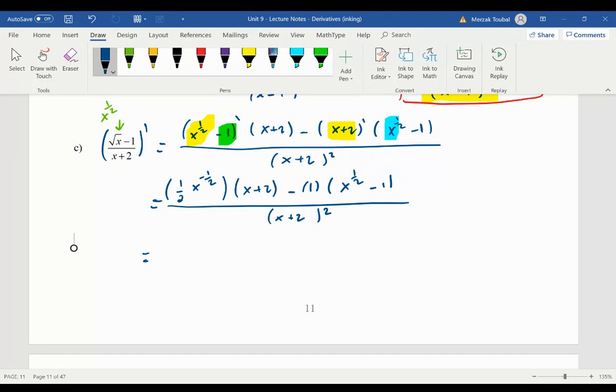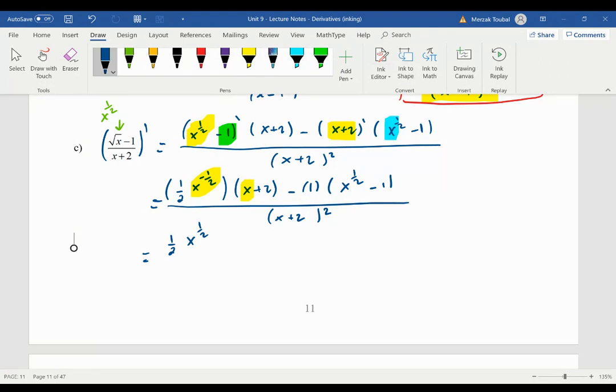Now we need to FOIL. We need to FOIL and distribute, simplify, and simplify. So we got 1 half x to the negative 1 half times x, which is 1 half x to the 1 half. Because this is x to the 1, that's x to the negative 1 half. So when you multiply them, you add the exponents. 1 minus 1 half is 1 half.